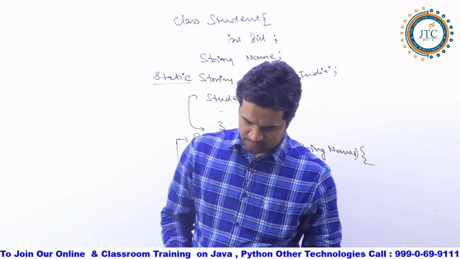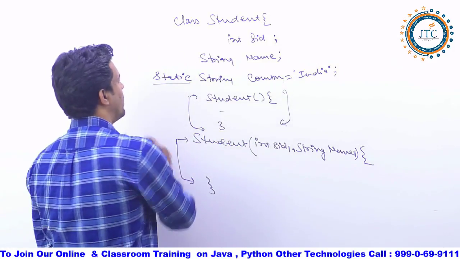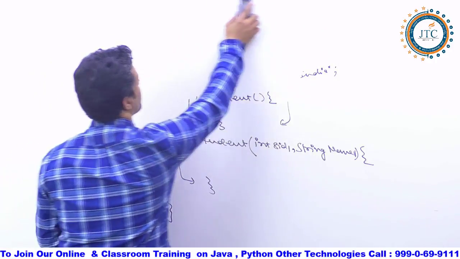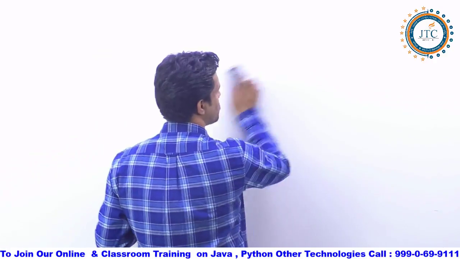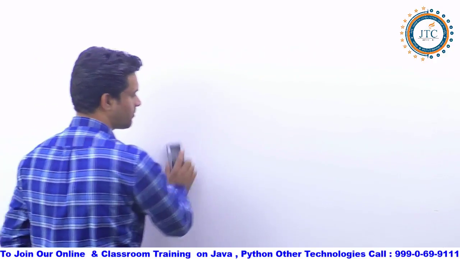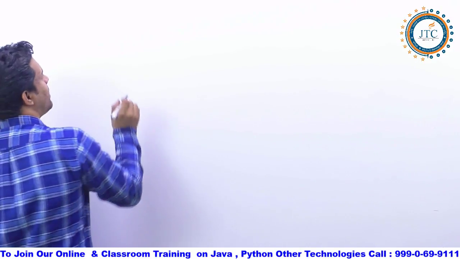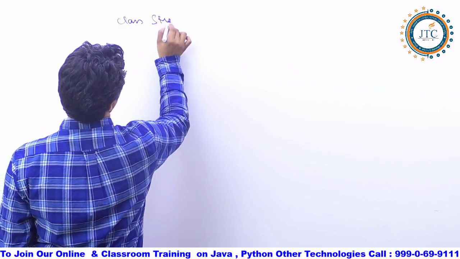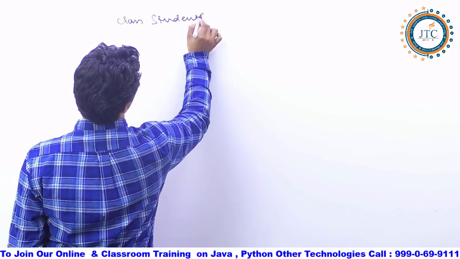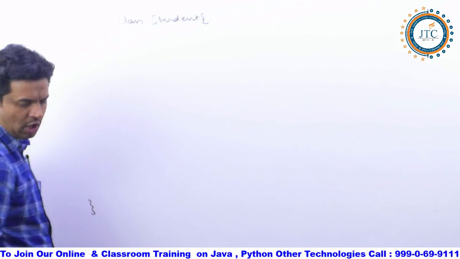What is this now? First, suppose I am writing one class, student. Class here is student. I have written one class called student. Hope it is visible to all of you. Is it visible to all of you?